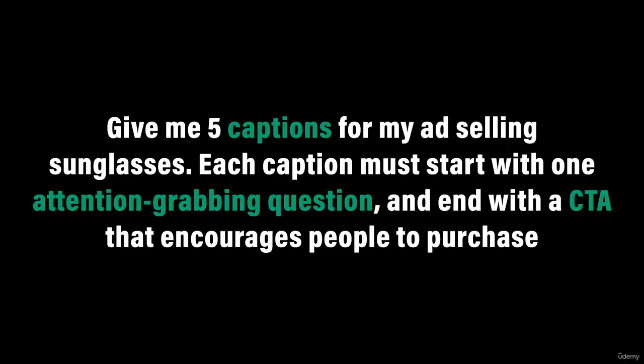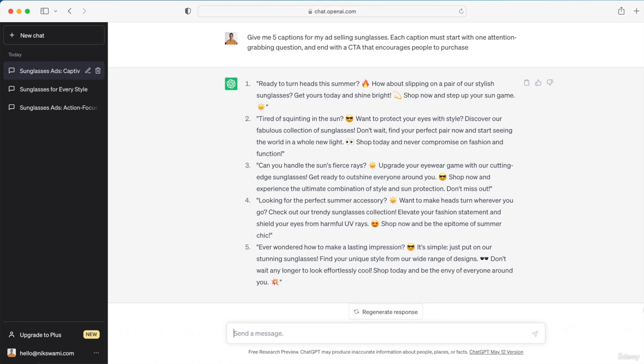Now, the next prompt is, give me 5 captions for my ad selling sunglasses. Each caption must start with one attention-grabbing question and end with a CTA or call to action that encourages people to purchase. So questions are a great way to start an ad because they get people's attention and increase engagement. It's kind of like the opening hook of a video, right? And then we've already covered the value of having a call to action at the end. So here's ChatGPT's response. Each caption includes an opening question and a call to action.